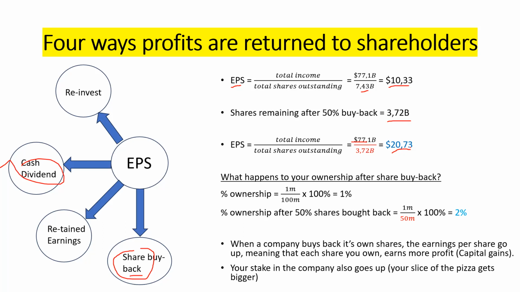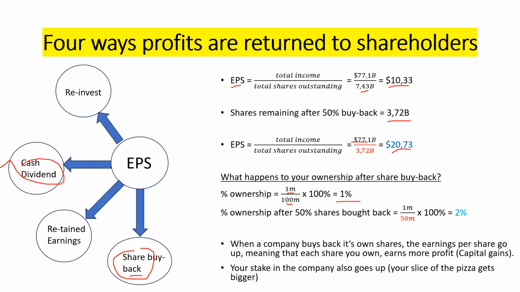You may also ask yourself then, after share buyback, what happens to my ownership of the company? Let's look at the example of company AA. We said that as an investor, you bought 1 million shares and there are 100 million shares outstanding. You plug these numbers into the equation, you get 1% as we did previously. But now, after share buyback, there is only 50% shares remaining. The other 50% has been taken away and cancelled.